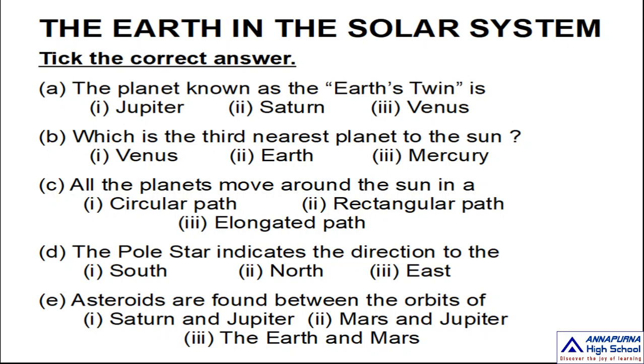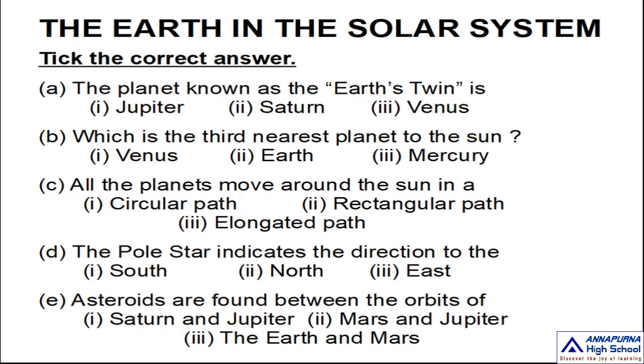Next, D. The Pole Star indicates the direction to the dash: south, north and east. What is your answer? Yes, north direction. What is meant by the Pole Star? The Pole Star does not change its position. It always shines in the north direction. In ancient times, people used to determine directions during the night with the help of the Pole Star. That's why the Pole Star indicates the direction, north direction.